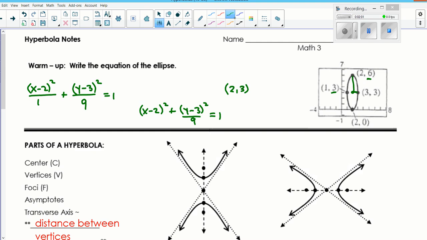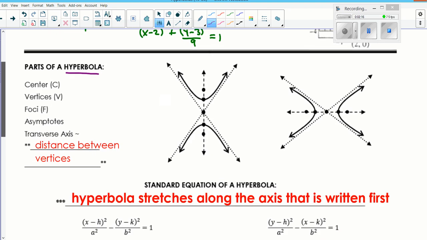Okay, so the thing that we're going to talk about today with hyperbolas is you're going to notice that one sign is going to change. Instead of that being a plus sign, it's going to change to a minus sign, which is the key feature that's going to change this between an ellipse and a hyperbola that we're going to talk about today. Okay, so here are the pieces of a hyperbola that we're going to fill in.